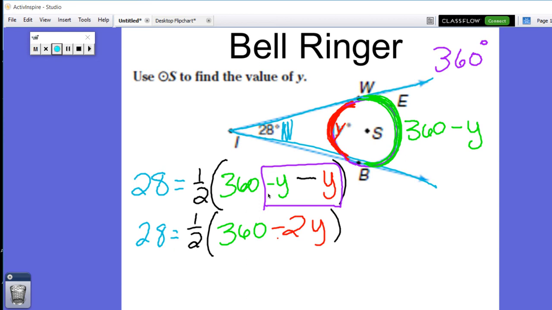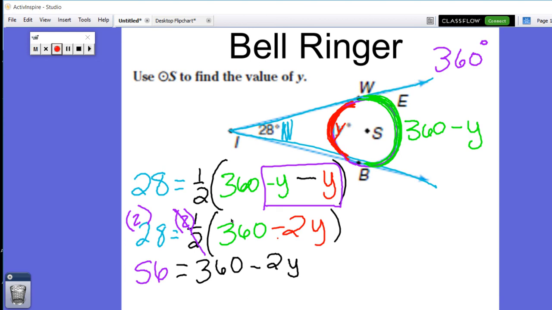Next step is I want to get rid of the 1/2. So I have two options. I can distribute the 1/2, or to make it easier, I can just multiply times 2. Whatever I do to one side, I do to the other. Multiplying by 2 will cancel the 1/2, and I can multiply 28 times 2. That's going to give me 56. So that's going to equal 360 minus 2y.